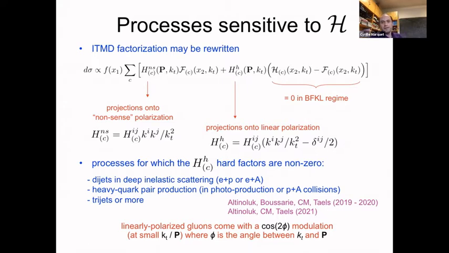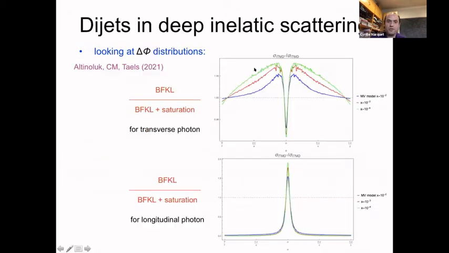Yes, because the unintegrated gluon distribution F is always much bigger than the difference between F and H. But for that particular process, this is completely overcompensated by the ratio of these hard factors, which is completely opposite. But that's something that's very interesting.